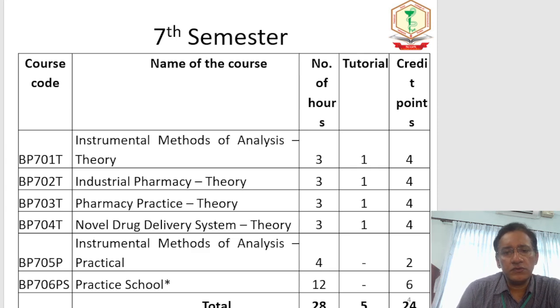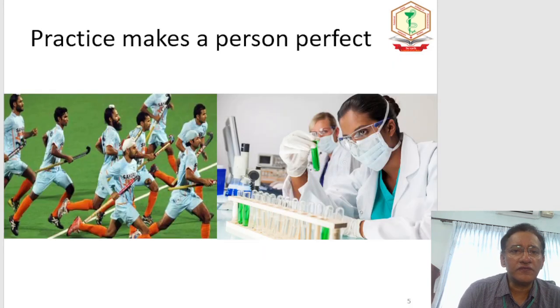Now, practice school is also mentioned in 7th semester, which is having 12 hours and 6 credit points also. So 12 hours per week we have to exclusively spend for practice school. We learn too much theory, but unless we make it a practice, we will not be able to find a way out professionally. So that is very important.